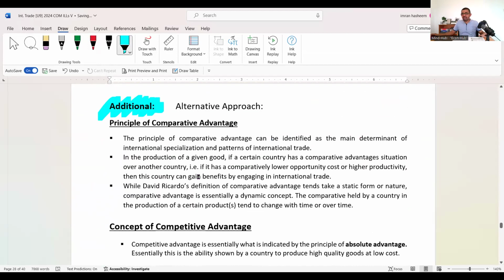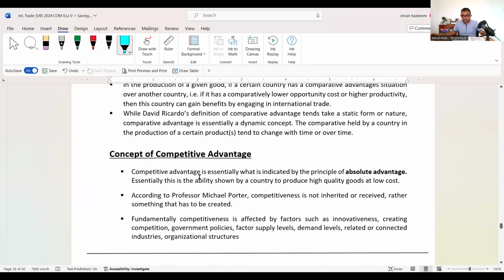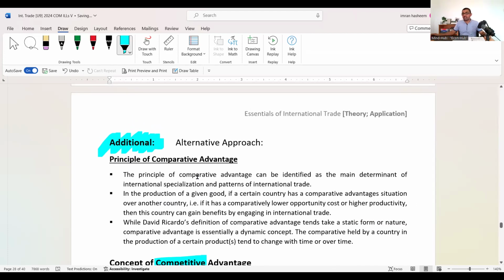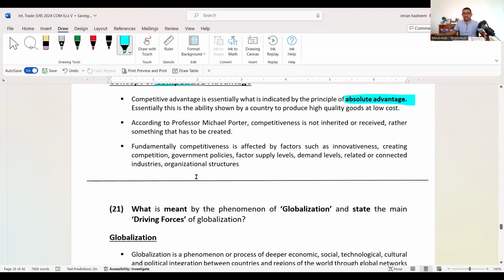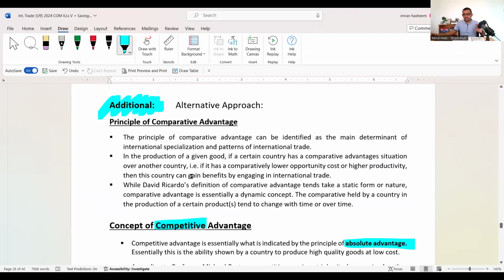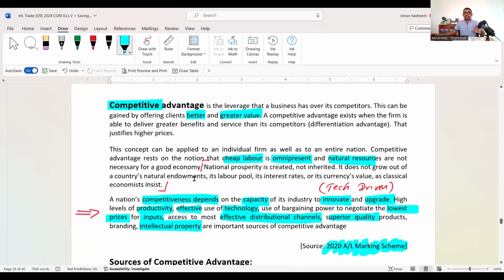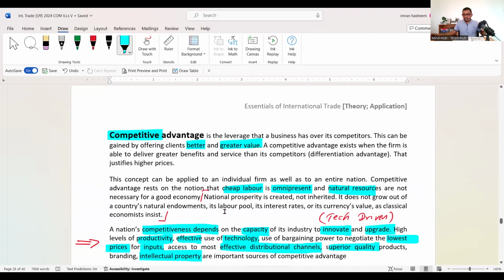But additionally, there's another way to talk about comparative and competitive. That's where I said in the beginning, competitive advantage is more into absolute cost, so absolute advantage driven, while this is about comparative cost, comparative advantage. You can read that. You will not lose anything, it doesn't hurt to read, and it will bring a bit more clarity. But pick the first method I'm recommending and have an understanding of comparative and competitive advantage.